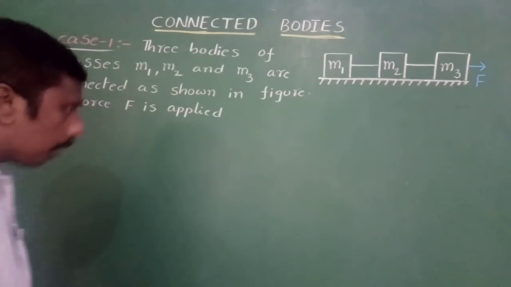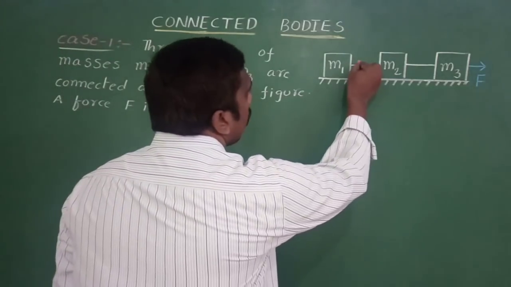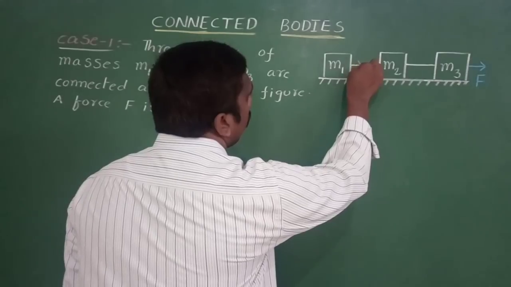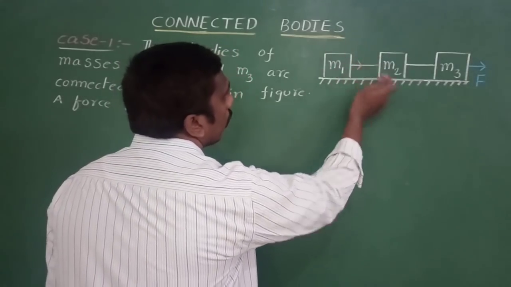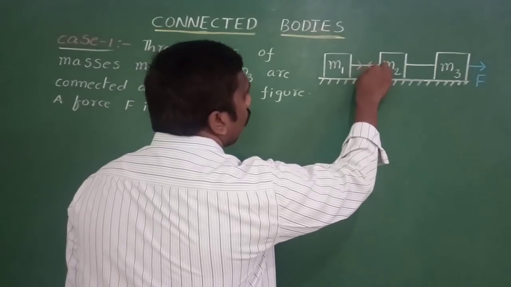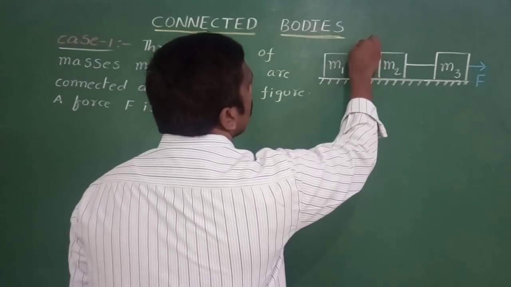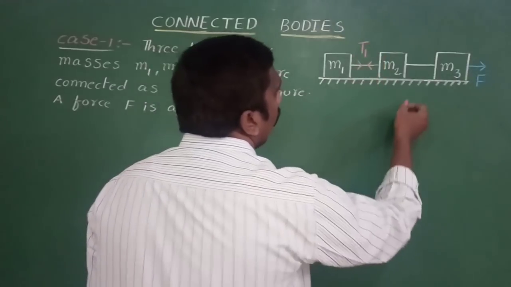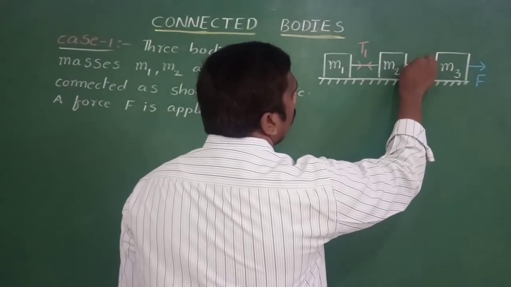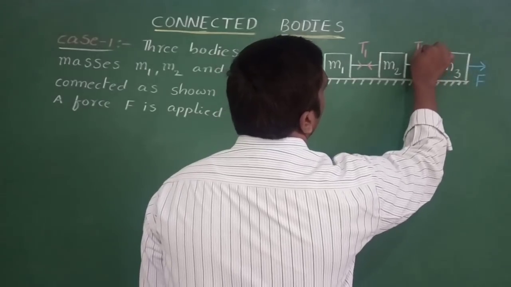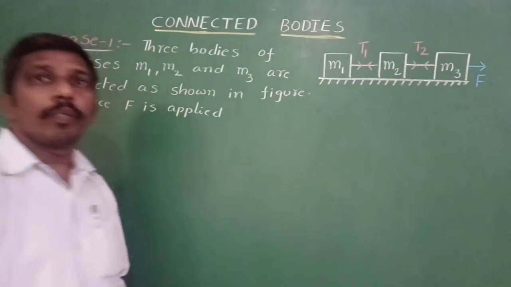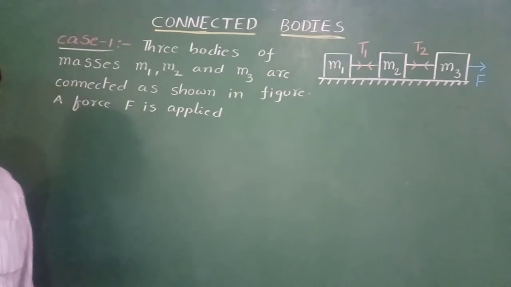Here strings are there. I am taking the tension in this string as T1. This tension tries to pull M1 in the forward direction and tries to pull M2 in the backward direction. This tension is T1. In this string, the tension is taken as T2. T1, T2.